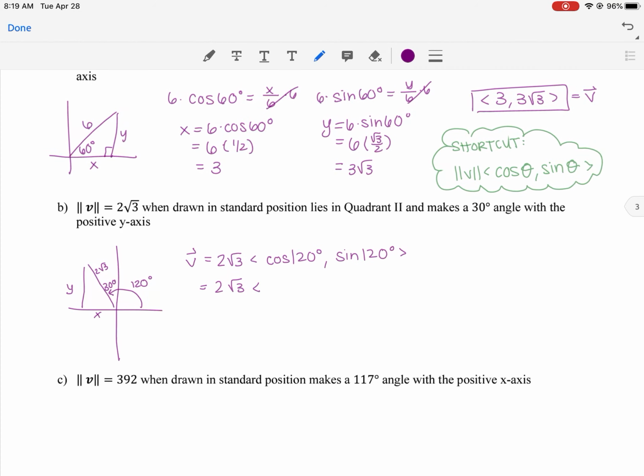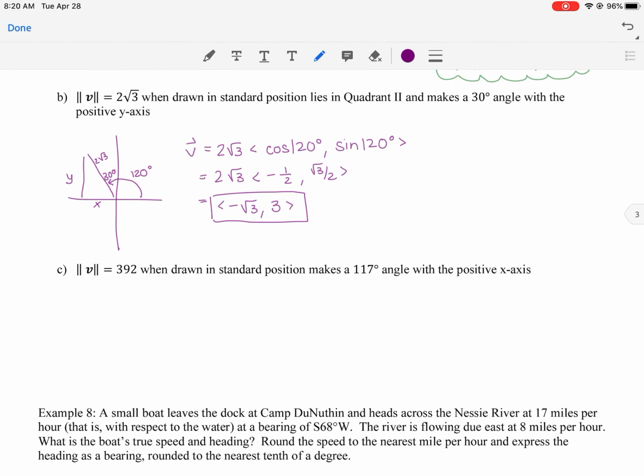And then we do cosine of 120, which is negative a half, and sine of 120 is the square root of 3 over 2. So when I multiply 2 square roots of 3 times negative a half, I get negative square root of 3. 2 square roots of 3 times square root of 3 over 2: the 2's will cancel, and square root of 3 times square root of 3 is 3. So we have our resulting vector.